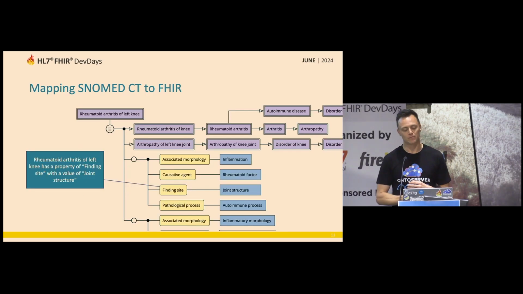Attributes in SNOMED CT become properties in FHIR, which is great because it allows us to access all these rich relationships in a standard way.